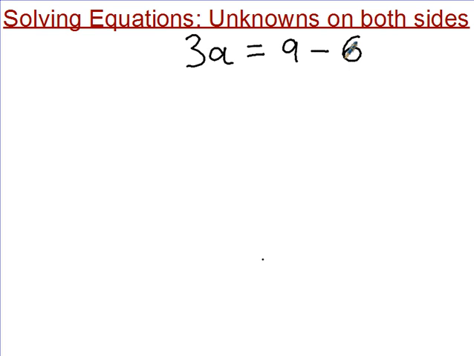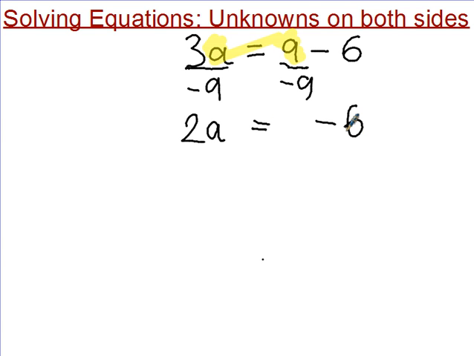So we have unknowns on both sides. We have 3a here and 1a over here. And we need to get our a's onto one side of this equation, and we always subtract it when we have the smallest number of a's. So because I've got 3 here and 1 here, I'm going to subtract 1a from both sides. That means I'm going to be left with 2a on this side of the equation, and on this side I've done a subtract a, which is 0, so I'm just left with negative 6.